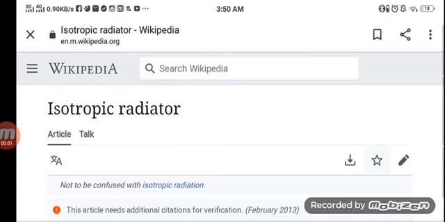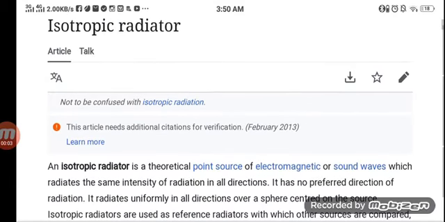Isotropic radiator. This article needs additional citations for verification.